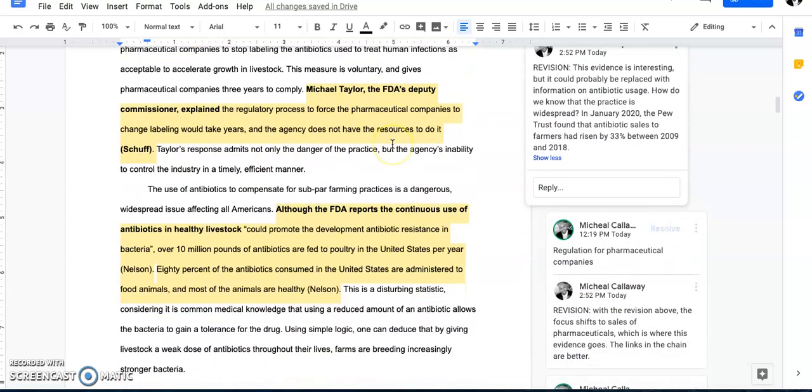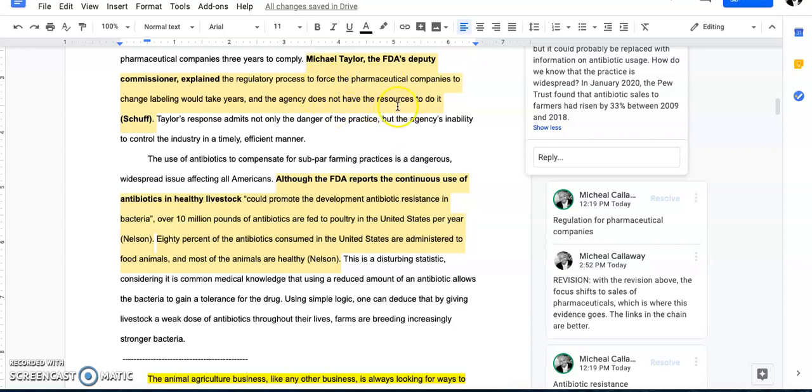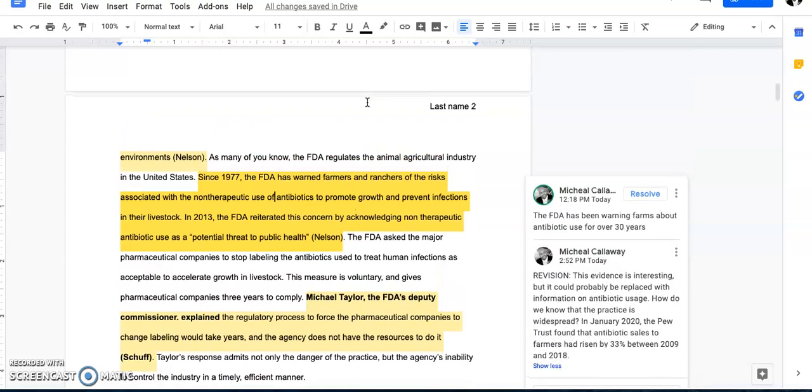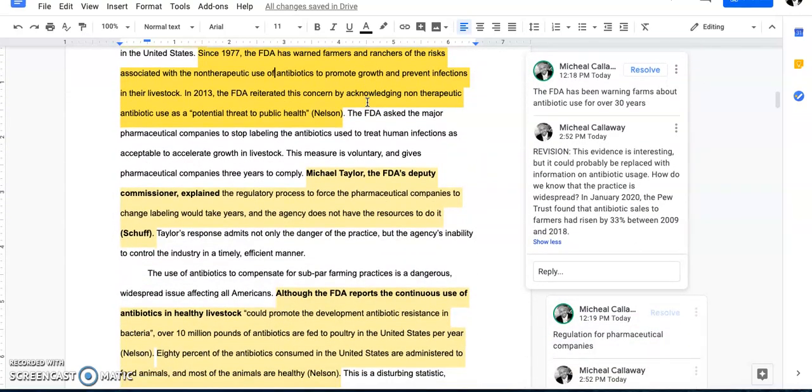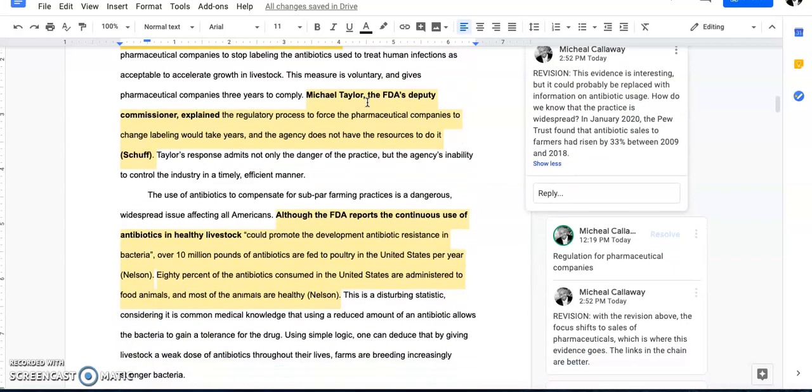Next, we get a quote about regulation in the pharmaceutical industry. Again, you're getting into this idea of regulation, but it's in the pharmaceutical industry. It could be tied in. It's just a matter of how you do it. So on that level, it could be a good source. It might just need to be integrated a little bit differently.